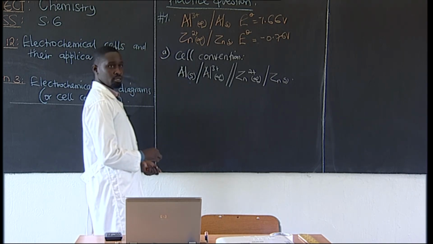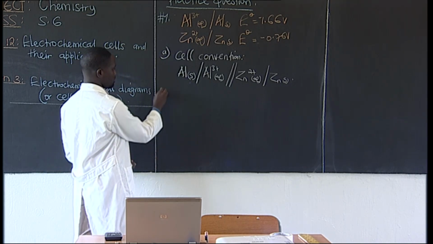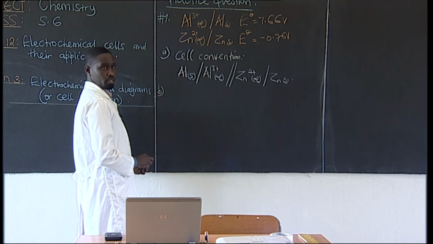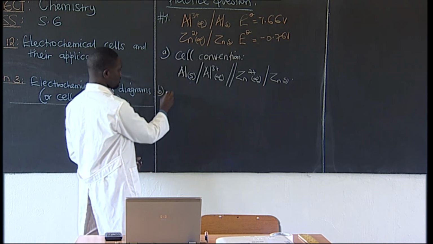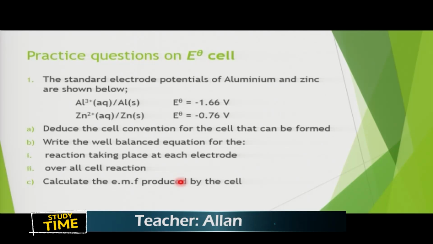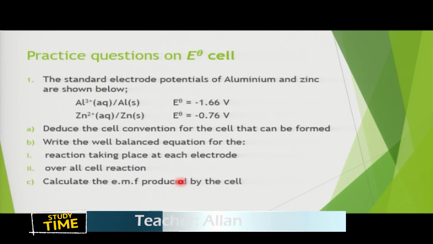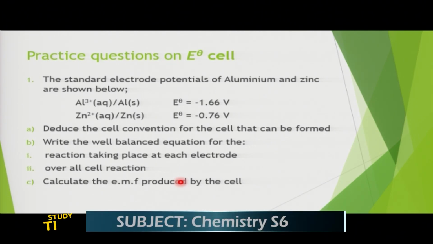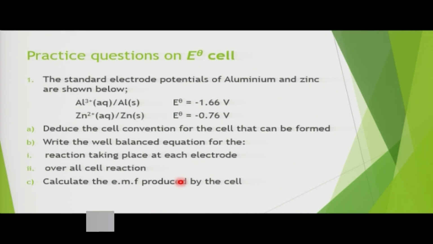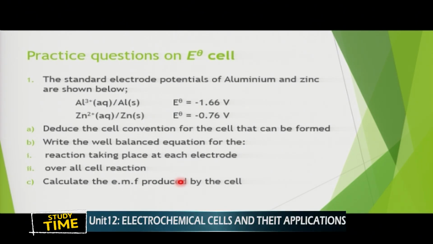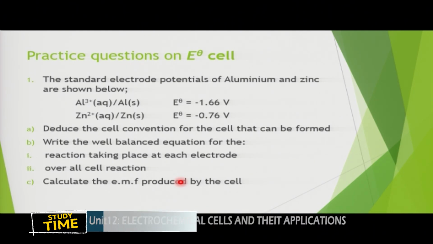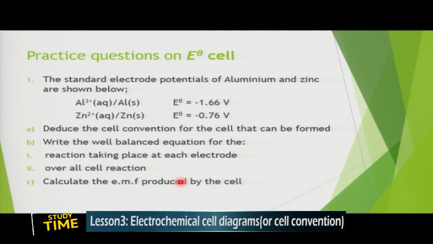So then we go to part B. Write balanced reactions for equations at each electrode. If we look at the anode where we have oxidation, we expect aluminum to lose electrons to form aluminum 3 cations, and 3 electrons will be lost in there.